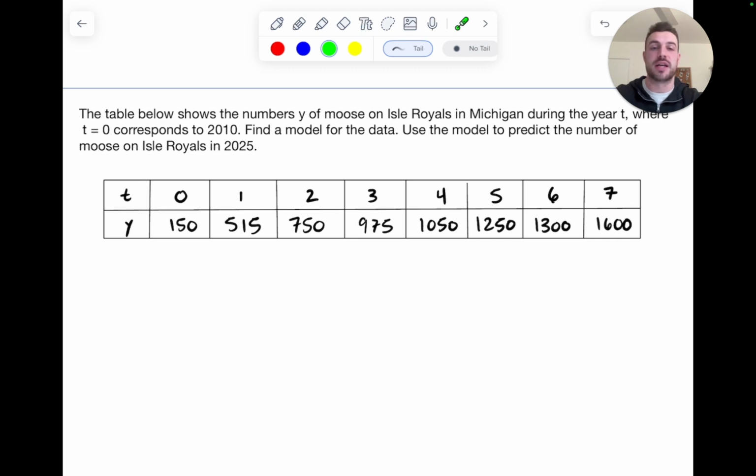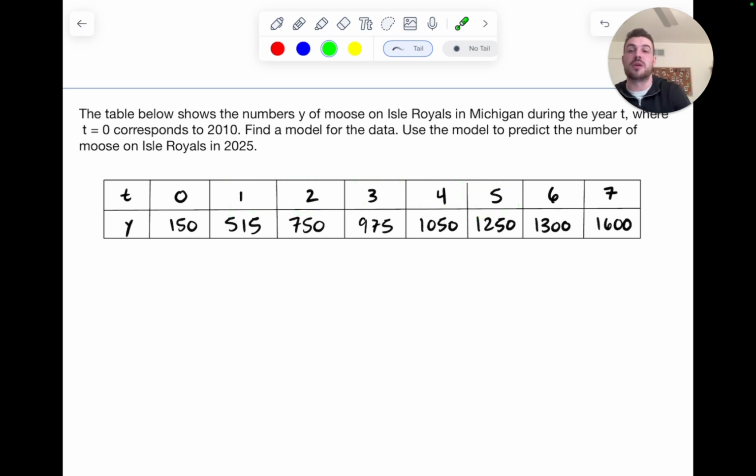Find a model for the data. Use a model to predict the number of moose in 2025. Now, this table of values has T values as X's, but the idea is still going to work the same way. T is the number of years since 2010. So when T is 0 here, that represents the year 2010, 2011, 12, 13, 14, 15, 16, and so on.